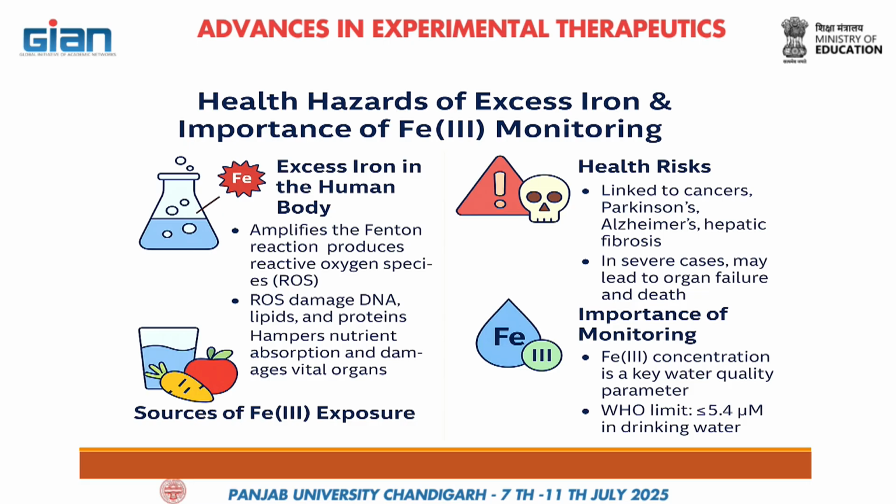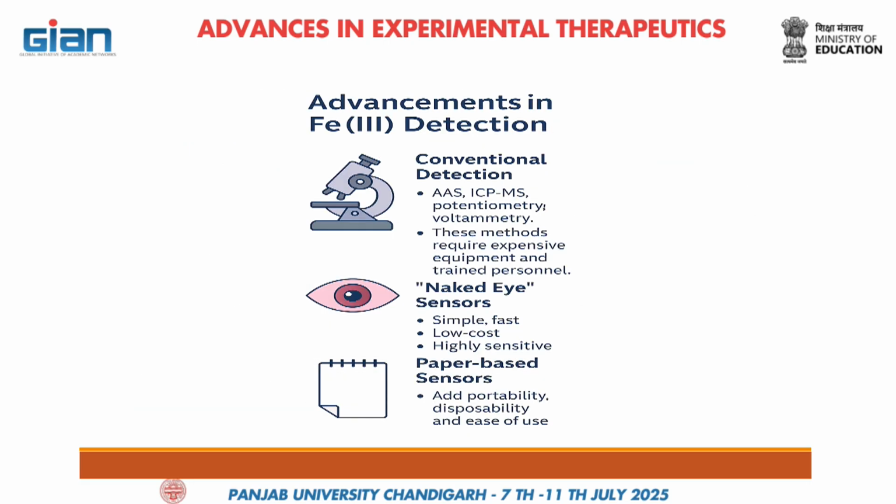organs. Other health risks associated with excess iron include diseases like cancer, Parkinson's disease, Alzheimer's, and hepatic fibrosis, and in severe cases may lead to organ failure and even death. So it is very important to monitor the level of iron. WHO has also given the limit of iron in drinking water as less than 5.4 micromolar.